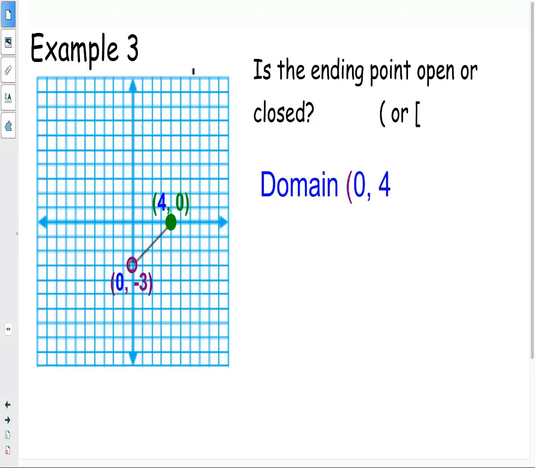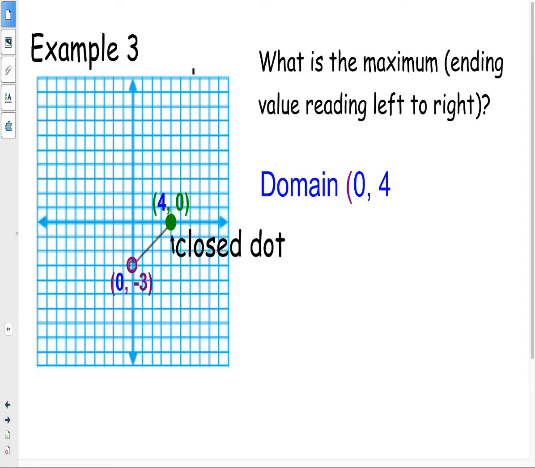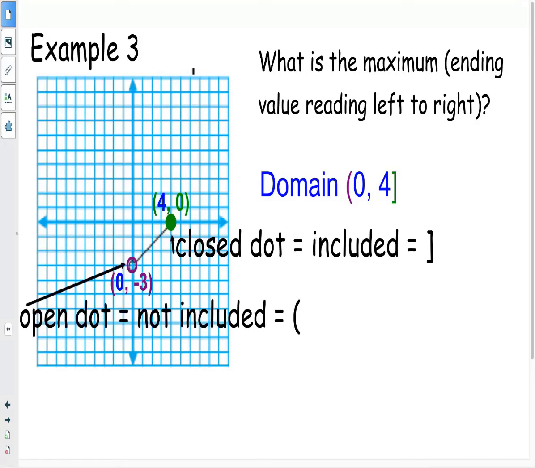The next question is, is the ending point open or closed? Well, I know that it's a closed dot, which means it is included, which means we're going to use a bracket. So our final domain is going to be 0, 4, because those are my two x values in the order of least to greatest. And it's going to have a parenthesis because it started at an open dot, which is not included, and it ended at a closed dot, which is included.